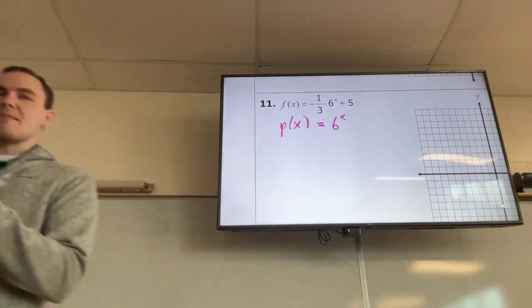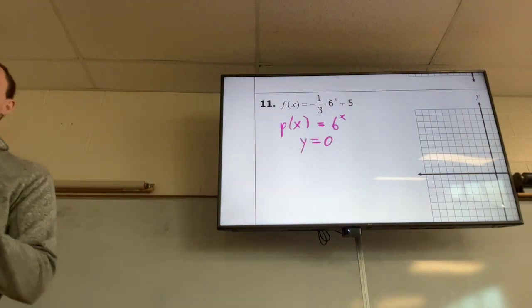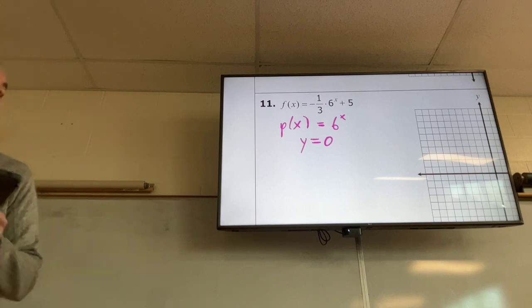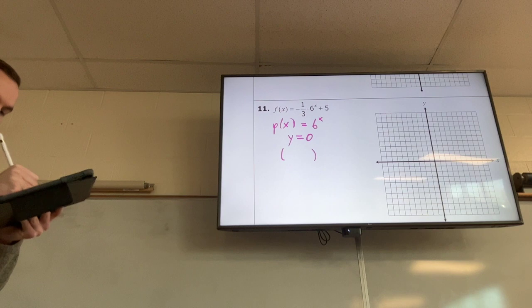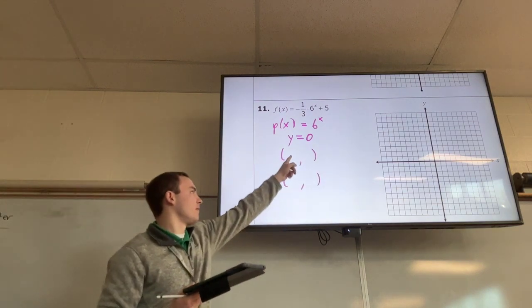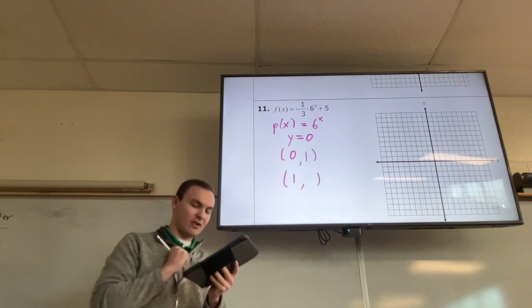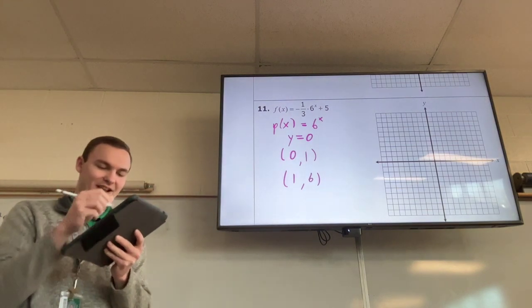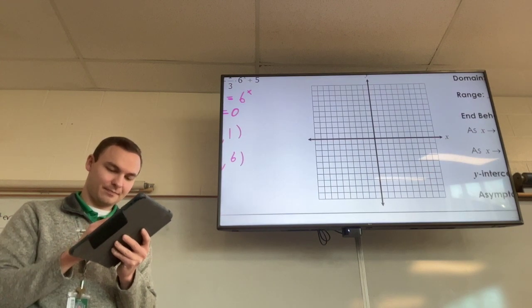What's the asymptote for my parent function always? Y equals 0. Yeah, so let's graph that. What are my 2 points I'm going to graph? What are the 2 x coordinates I should write in? 0 and 1. Okay, good. So that's 0, 1 and 1, 6. Okay, so let's plot those guys.